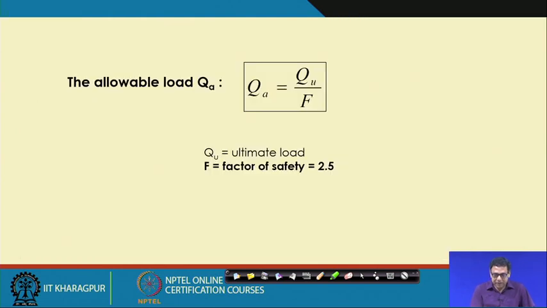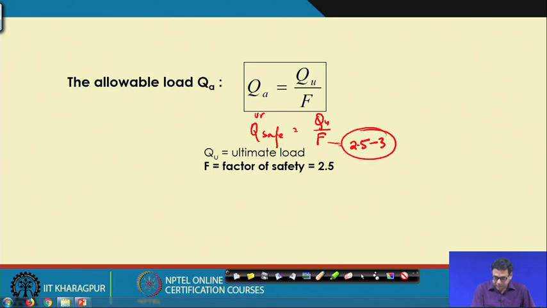And then once we get the Qu, if I divide it by the factor of safety, then I will get the Q allowable, or sometimes it is called Q safe. Okay. So, this is Q safe, Q ultimate divided by the factor of safety, which is generally 2.5 to 3. Okay. So, this is the factor of safety value, 2.5 to 3.